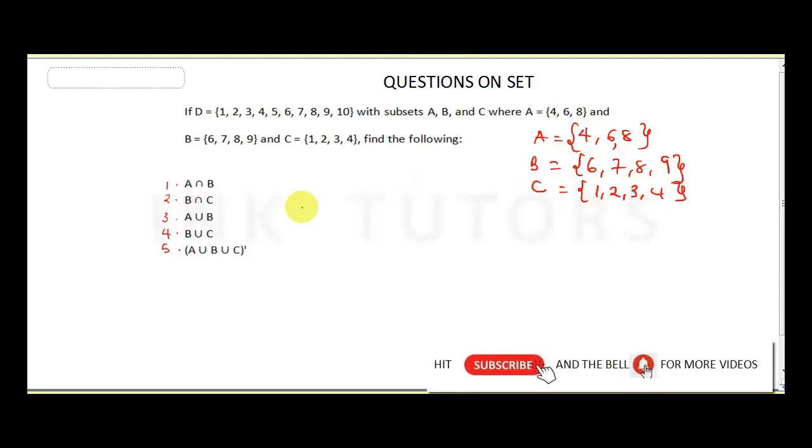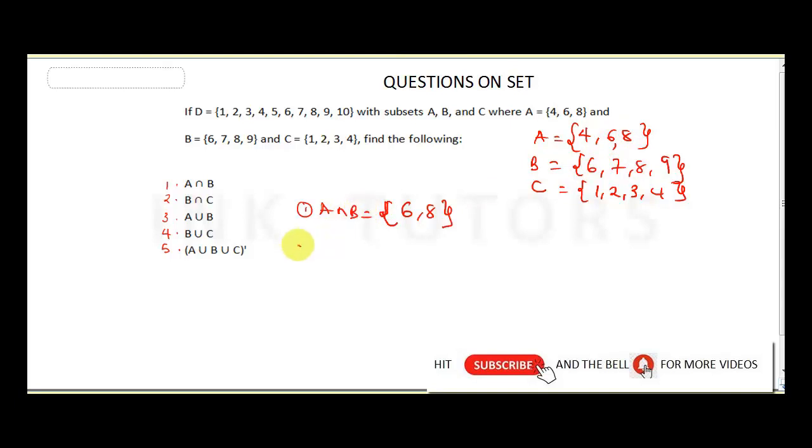Okay, so the first question says A intersection B. If you remember what we talked about, intersection means things that are common to both sets. So A and B, what is common to both? 4 is here, but we can't find 4 here. But 6 and 8 are common. So A intersection B is going to be 6, 8. We can find 6 here, we can find 8 here.